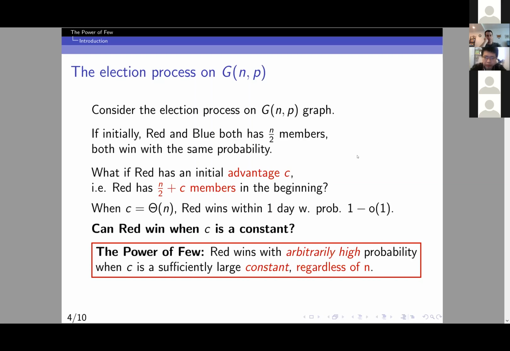So it's the same as saying that we can bribe a constant number of people to win this election, no matter how many people we have in the community. Sorry, so is this independent of p?